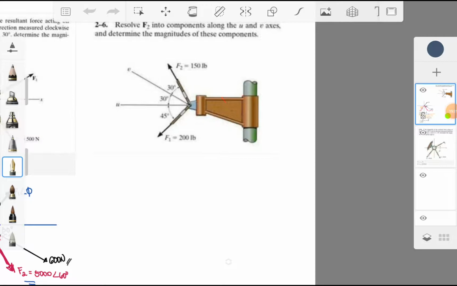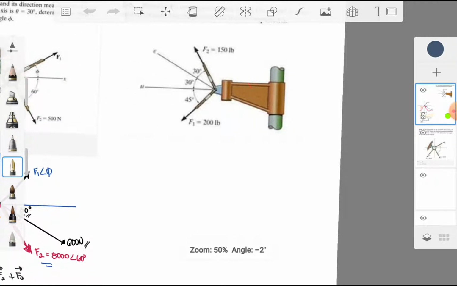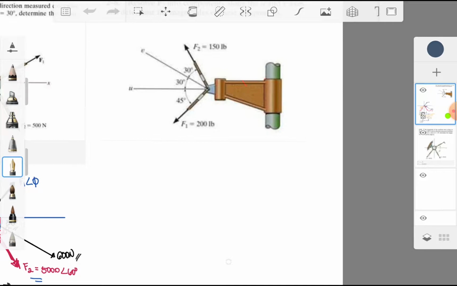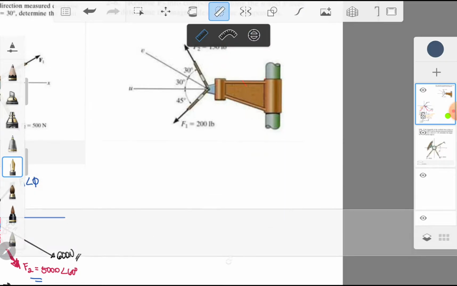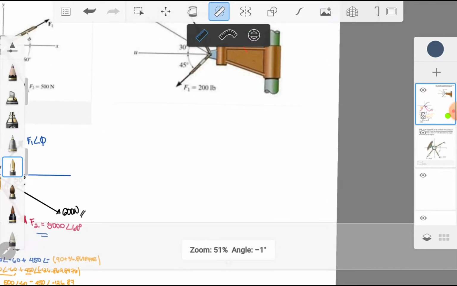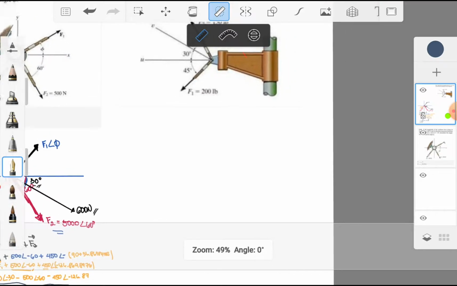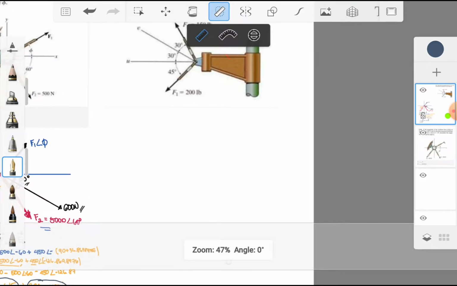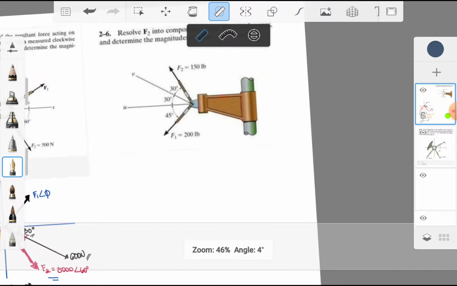Next is, let us consider this 2-6. So resolve for F2 into the components along the U and V axis. Okay, so you can see that this can be resolved into a Pythagorean parallelogram. No, it is the easiest way. Okay, because you can directly use your sine law or cosine law.